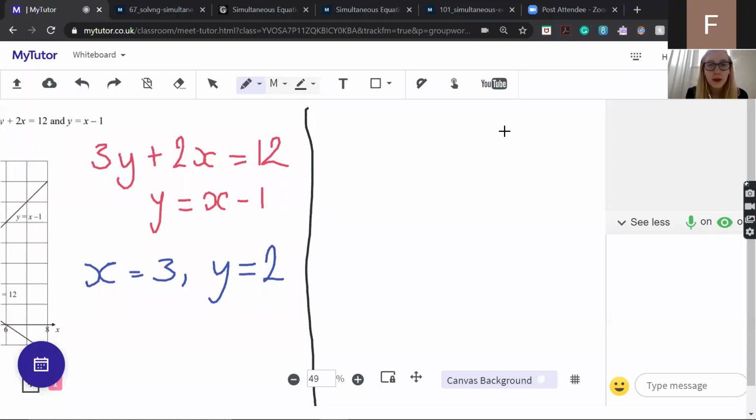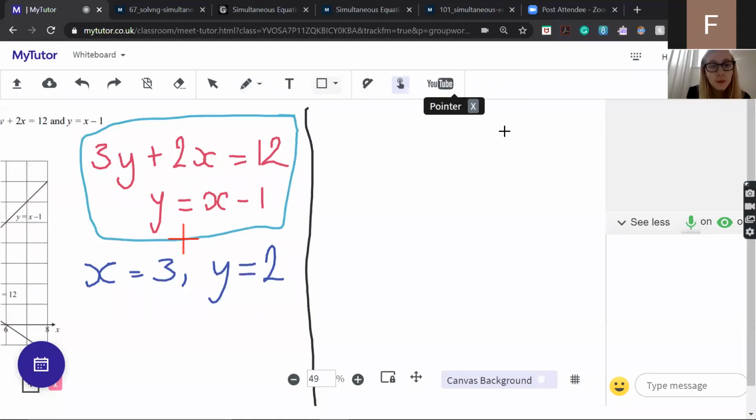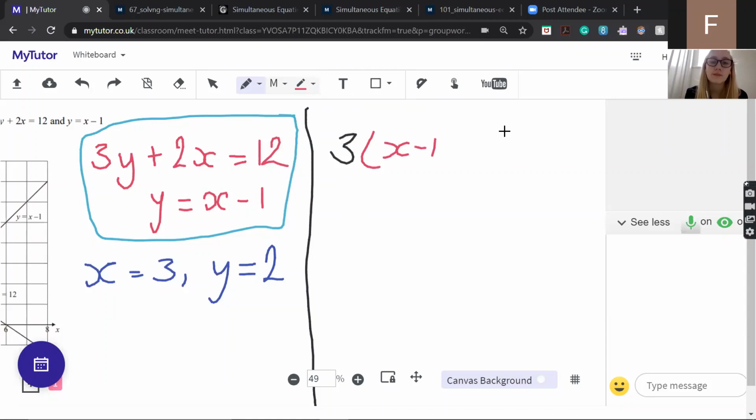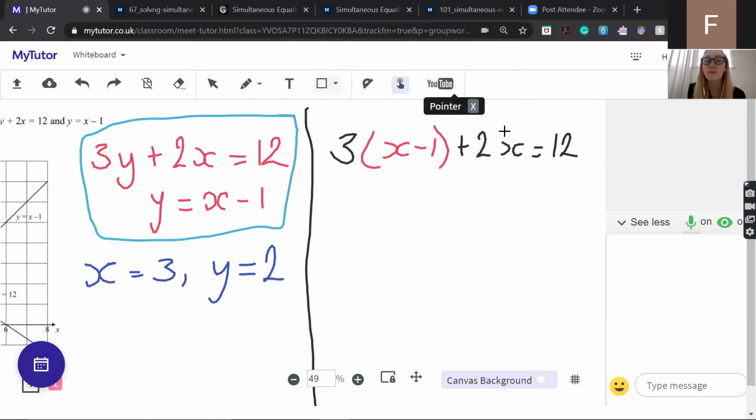So this is what's meant by substitution. So these are our two equations. Now, if we look at this second one, we can see that y is equal to x minus 1. So that means, why not, wherever we see a y here, just replace it with x minus 1? I'll show you what I mean. 3 lots, and I'll do it in pink so we can see where it's come from, of x minus 1 plus 2x equals 12. So all I've done is where I've seen a y, I've written x minus 1. Because our second equation tells us that we can do that. They're the same thing. Y and x minus 1 are equivalent. So all we've done is replace it.